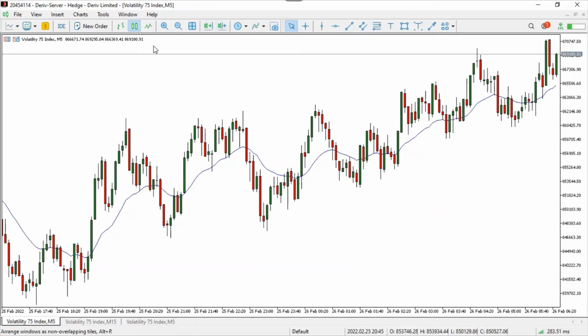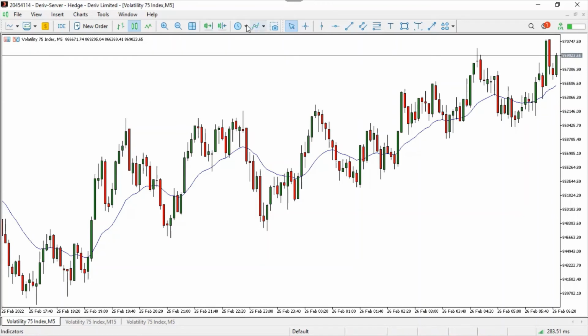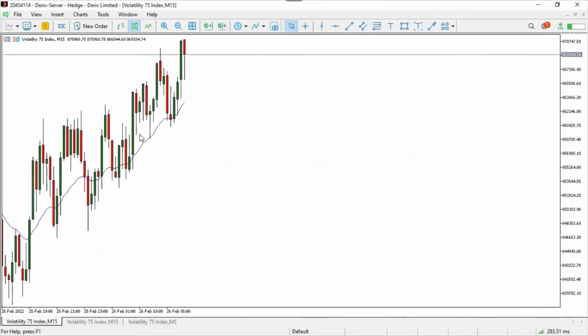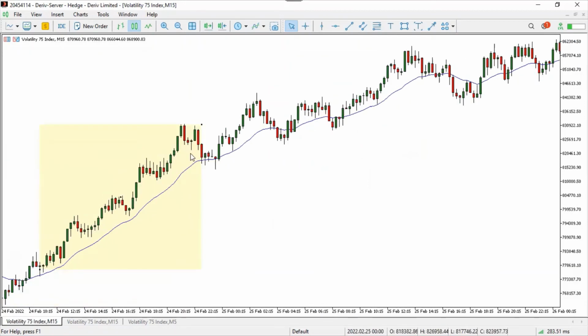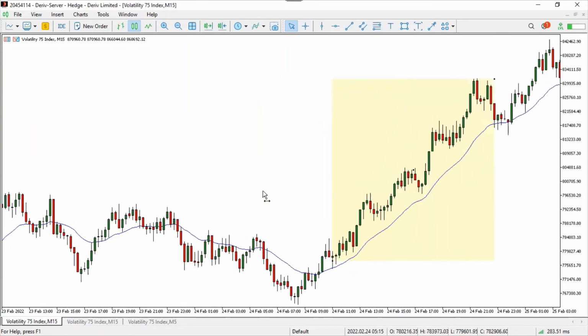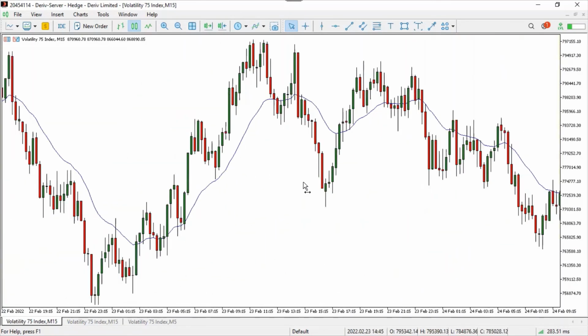And don't forget we are on the 5-minute time frame. So let's go to the 15-minute time frame. I click here, I change to 15 minutes, so for you to see that it works on every time frame. You can see how price is doing around it. So you can use it as a way of trade entry.